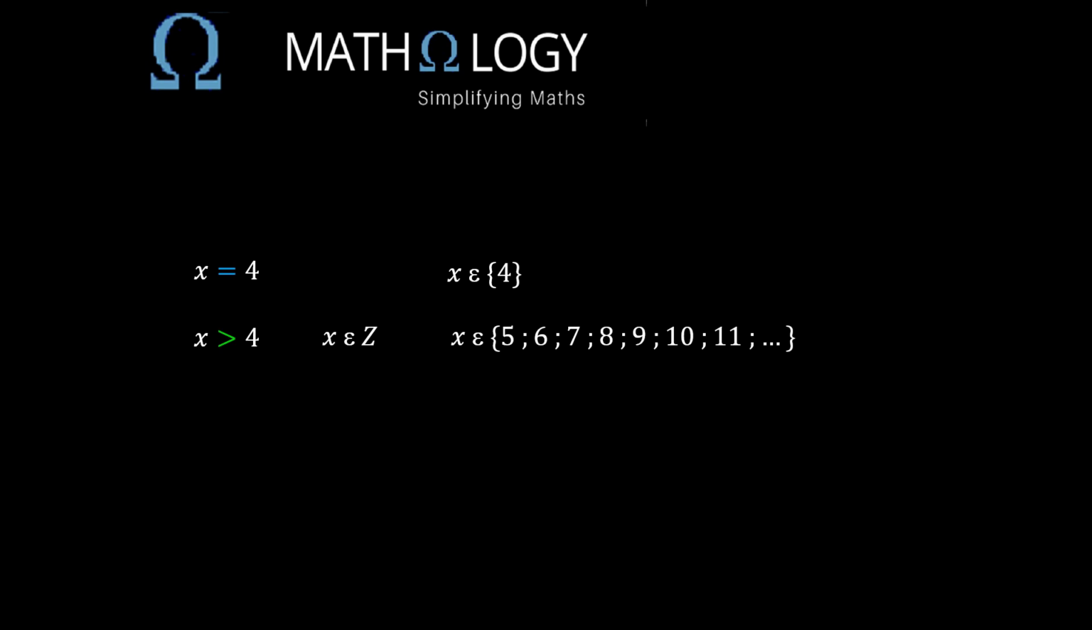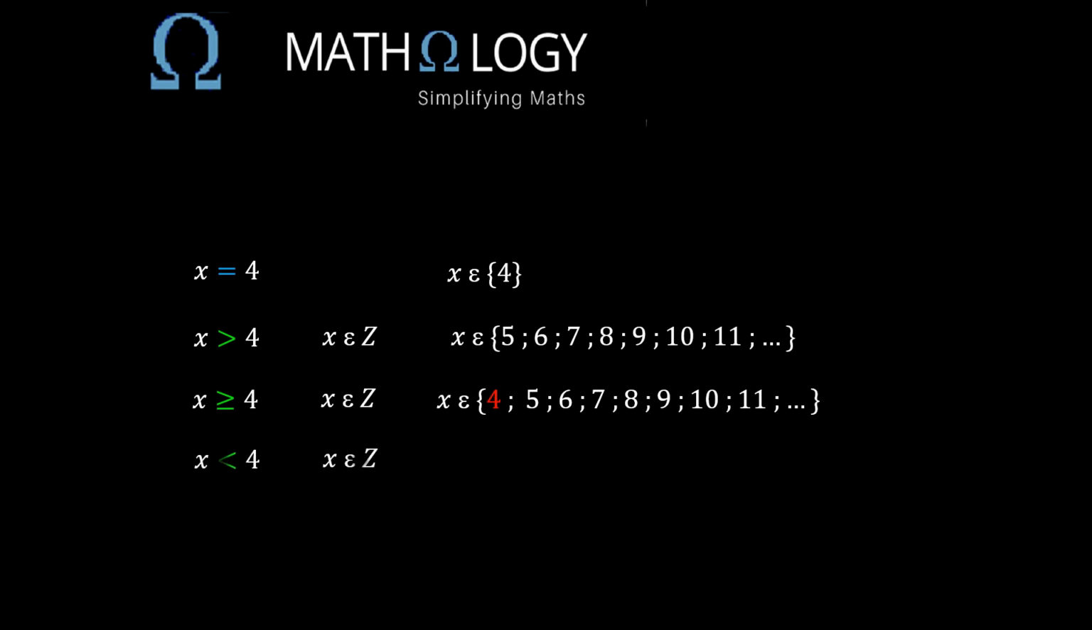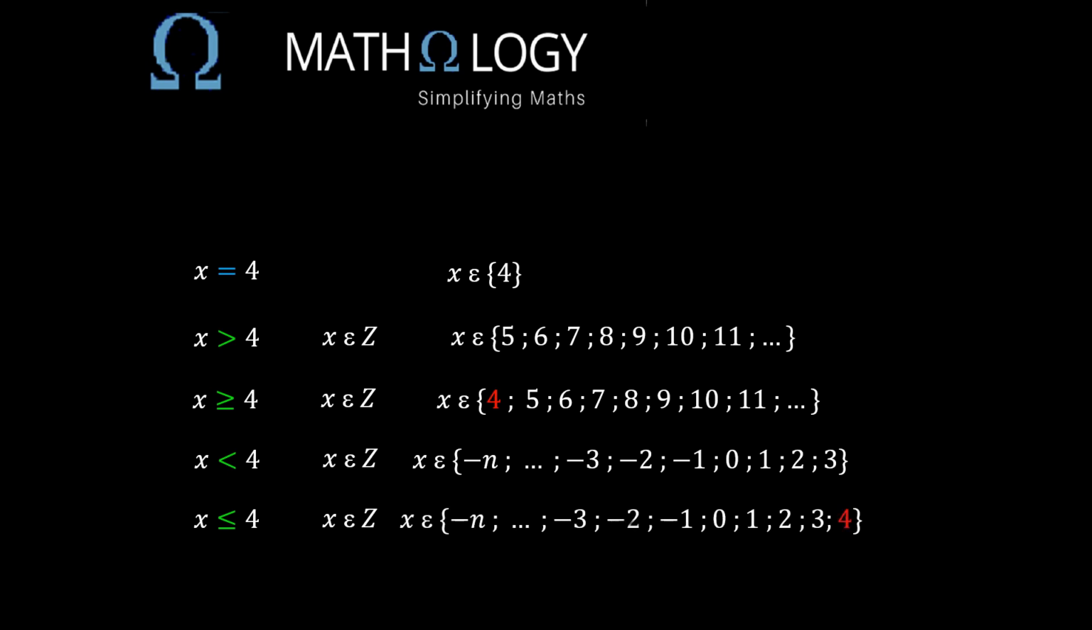Only integers have been listed in the set, as we defined x as an integer. However, if x were any real number, then the set would include any real number greater than 4. In this case, x could be any rational or irrational number. If x is greater than or equal to 4, the set would include 4, as the inequality sign is inclusive of 4. If x is less than 4 and x is an integer, then the set would include all integers less than 4. And if x is less than or equal to 4, then the set would include the integer 4 and all integers less than 4.